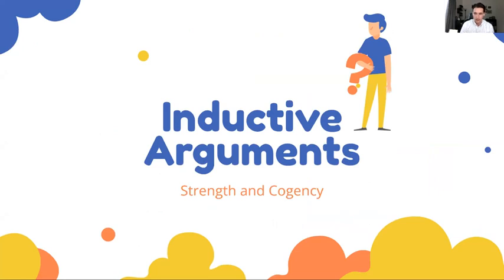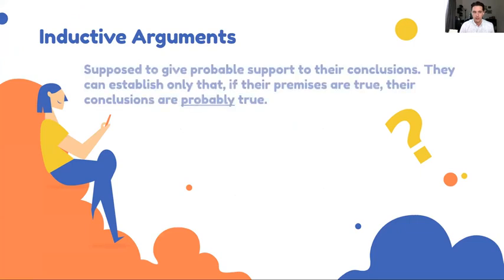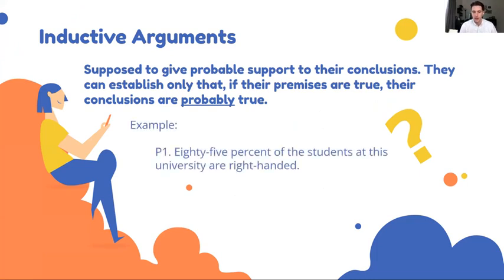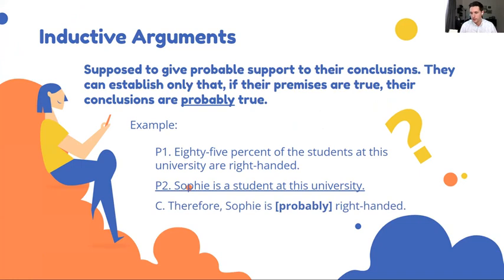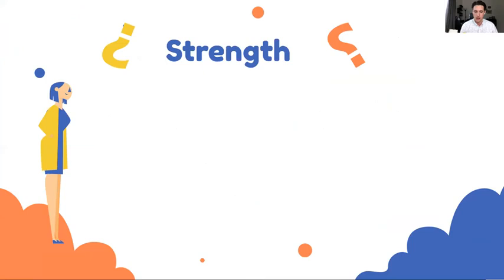Let's skip ahead to inductive arguments, because most arguments in everyday cases are inductive, not deductive. So inductive arguments try to give probable support to their conclusion. This is where we use probability, likelihood, things like that. They try to make the conclusions probably true. So here's an example. 85% of the students at Green River are right-handed. Sophie is a student at Green River. Therefore, Sophie is probably right-handed. Pretty strong argument, right? Is it guaranteed like in deduction? No. But that's a different kind of argument than the one we had before.